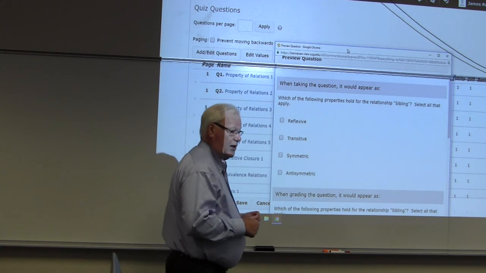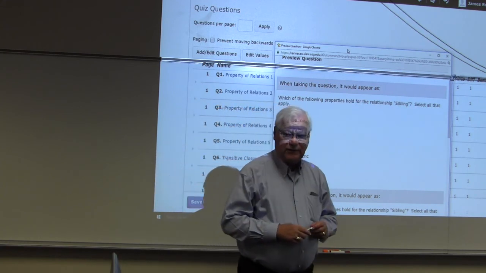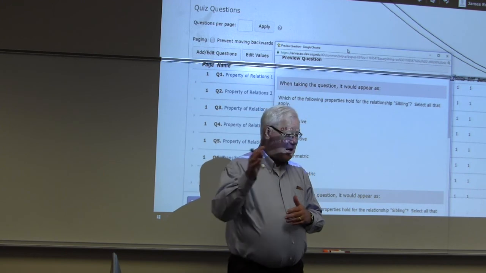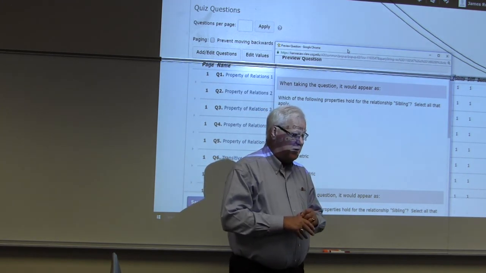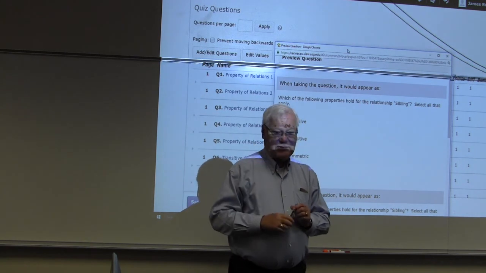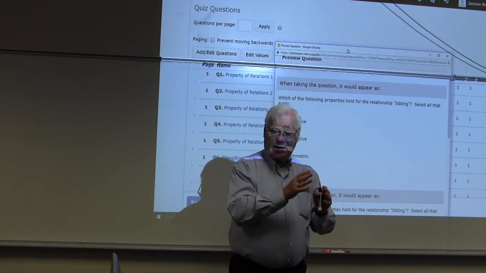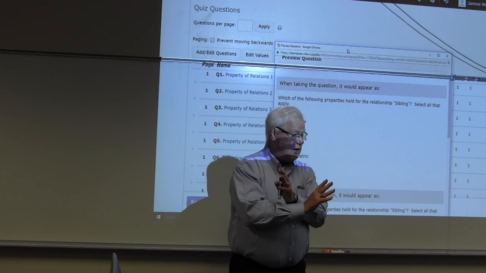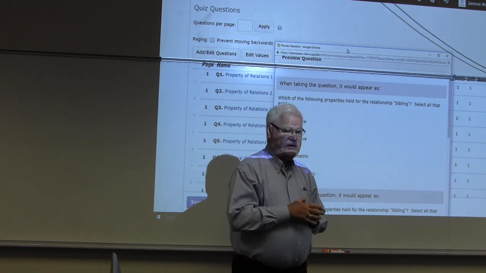Symmetric is kind of like looking in the mirror. If A is related to B, then B's got to be related to A. It takes two elements, can't be the same one, has to be two different ones. But if one is related to the second, then you've got to see the reverse of it also. Okay? Does that make sense?